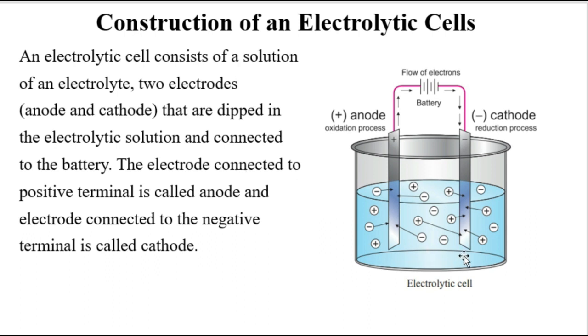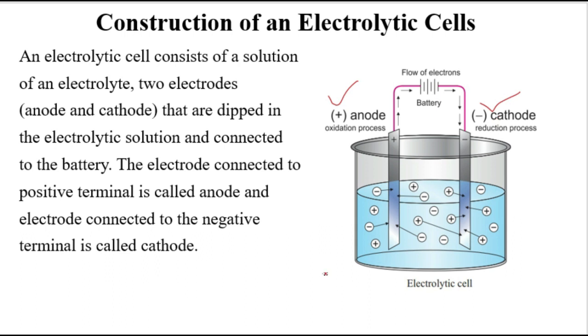First of all, this is the electrolytic cell, and we will see this is the anode and this is the cathode. The cathode is negatively charged and the anode is positively charged. Keep in mind that in the electrolytic cell the anode is positive and the cathode is negative. But in the galvanic cell the connections are opposite: the anode will be negative and the cathode will be positive.